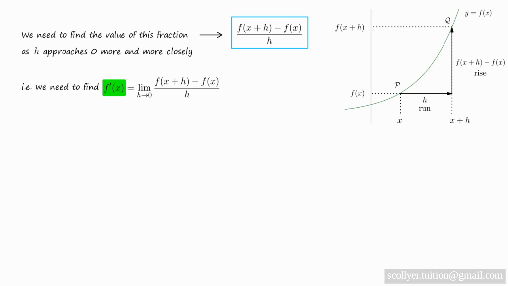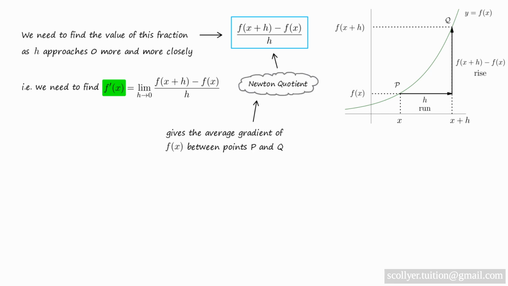h is the run between the 2 points, f(x+h) - f(x) is the rise. The fraction in the blue box is sometimes called the Newton quotient, and it gives the average gradient of f(x) between the points P and Q, i.e. it gives the gradient of the straight line shown on the graph.